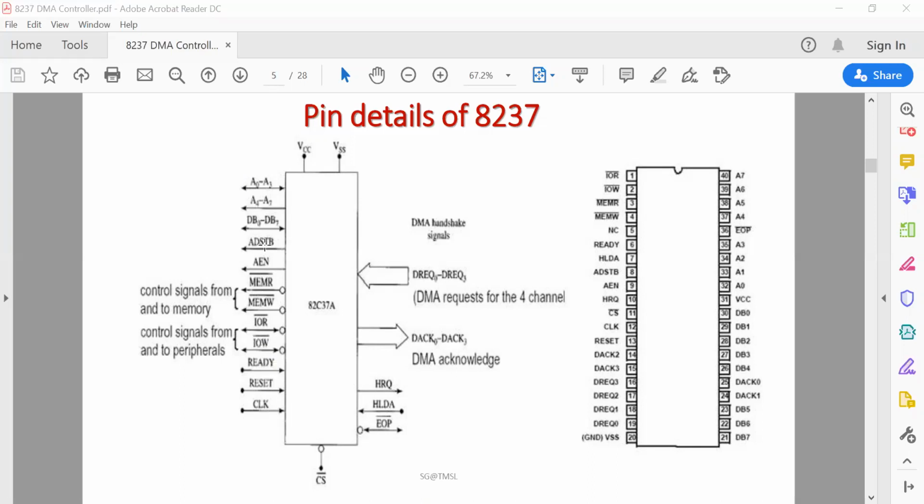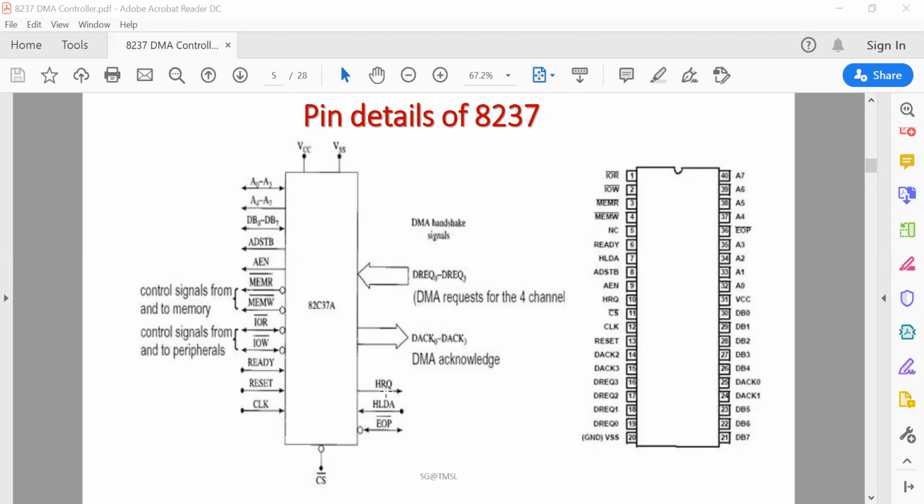Okay. A0 to A3 and A4 to A7. A0 to A3, these 4 least significant address lines are bidirectional 3-state signals. In the idle cycle, they are inputs and are used by the processor to address the control registers to be read or written. And in case of the active cycle, they provide the lowest 4 bits of the output addresses generated by the 8237 DMA controller. And A4 to A7, these 4 most significant address lines are activated only during the DMA service to generate the respective address bits.